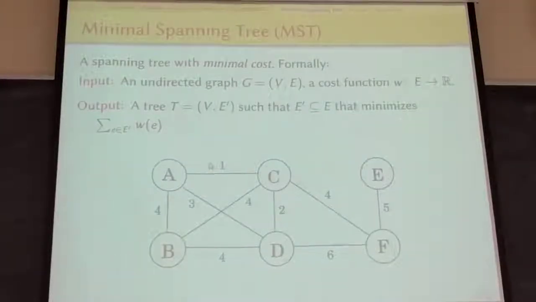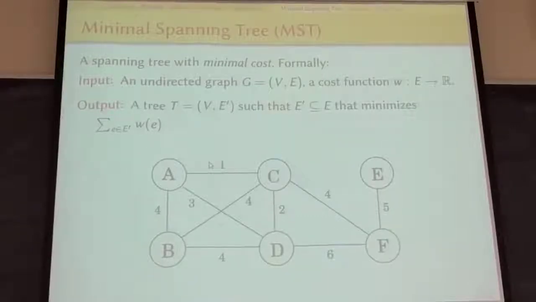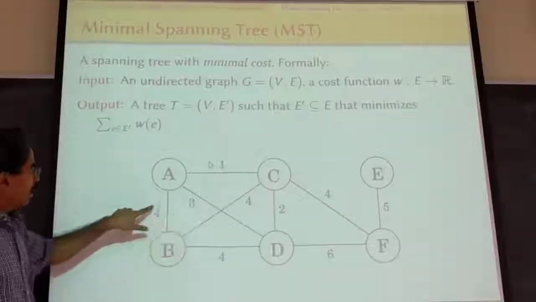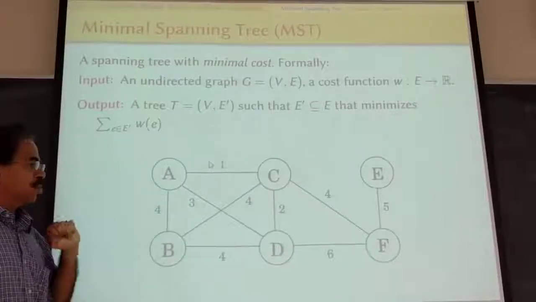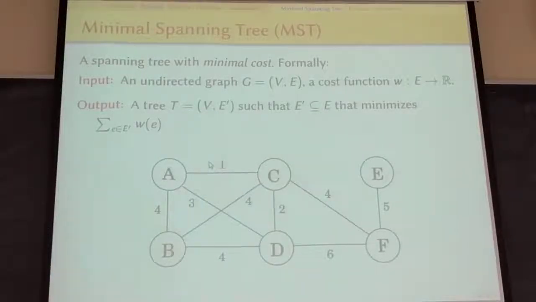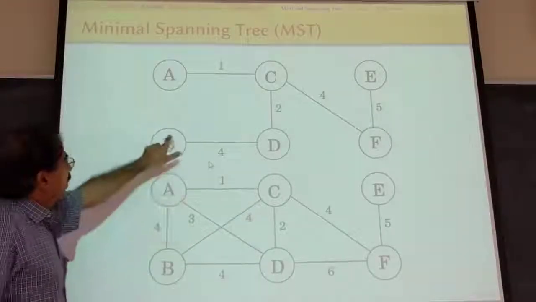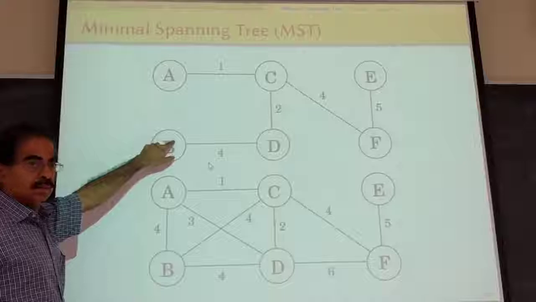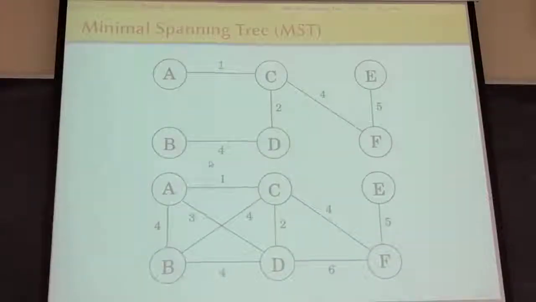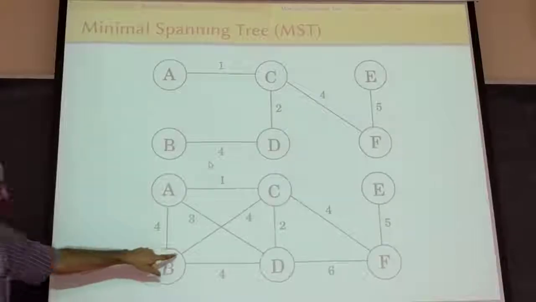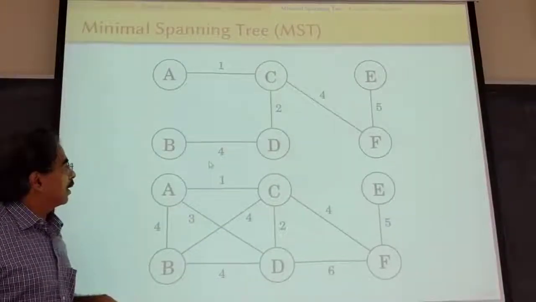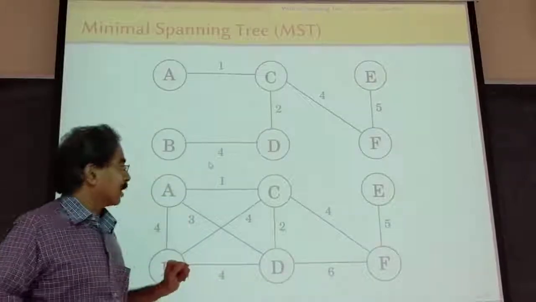So what is a minimal spanning tree? A minimal spanning tree is one where the edges have weights, and you choose a subset of edges such that the total weight of the tree is minimized. For instance, if this is your initial graph, then the minimum spanning tree is this. It tends to avoid, for instance, this edge, which happens to have a high cost, and this edge, which also has high cost, and so on.